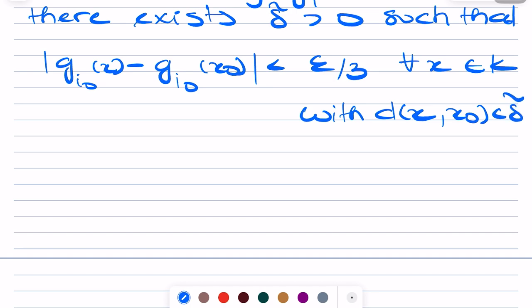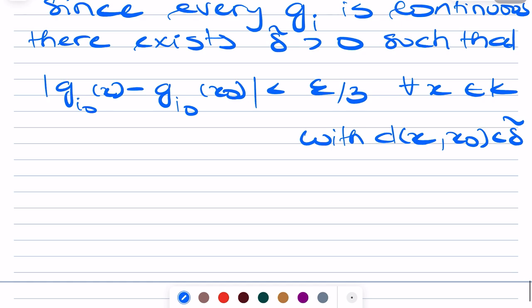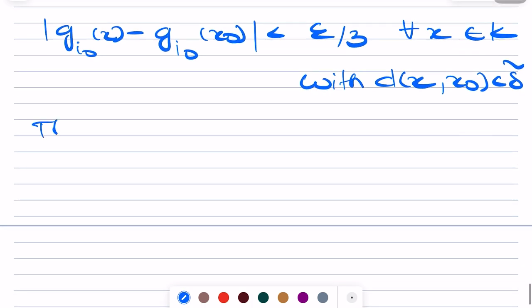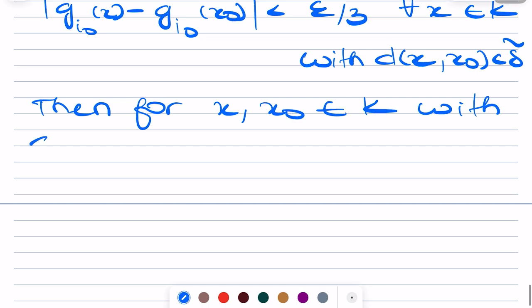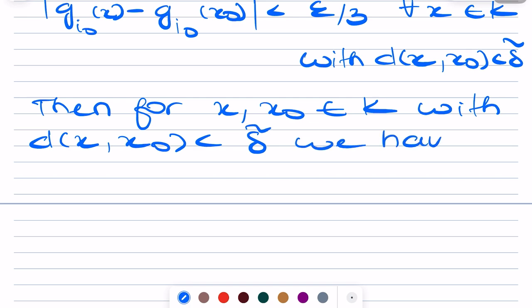So this is just by continuity of the function d_i0 at the point x0. Now then, for x and x0 in K with the distance of x to x0 strictly less than delta tilde, we have the following inequality.